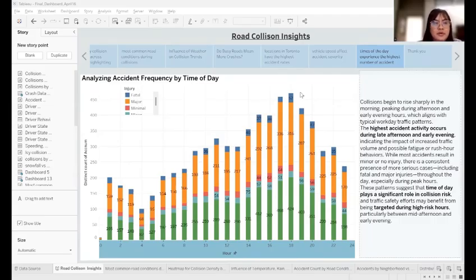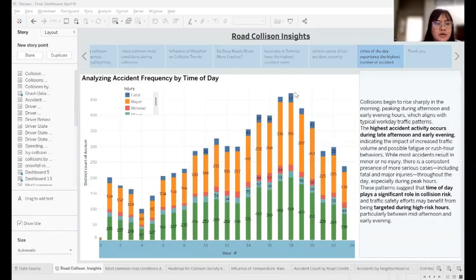So the first question is, what time of the day experienced the highest number of accidents? As we can see from the chart, accidents don't happen evenly throughout the day. There is a clear rise in collisions as the day progresses, between 3 p.m. and 6 p.m. These peak hours align with the afternoon commute, when traffic is heavier and drivers may be fatigued.